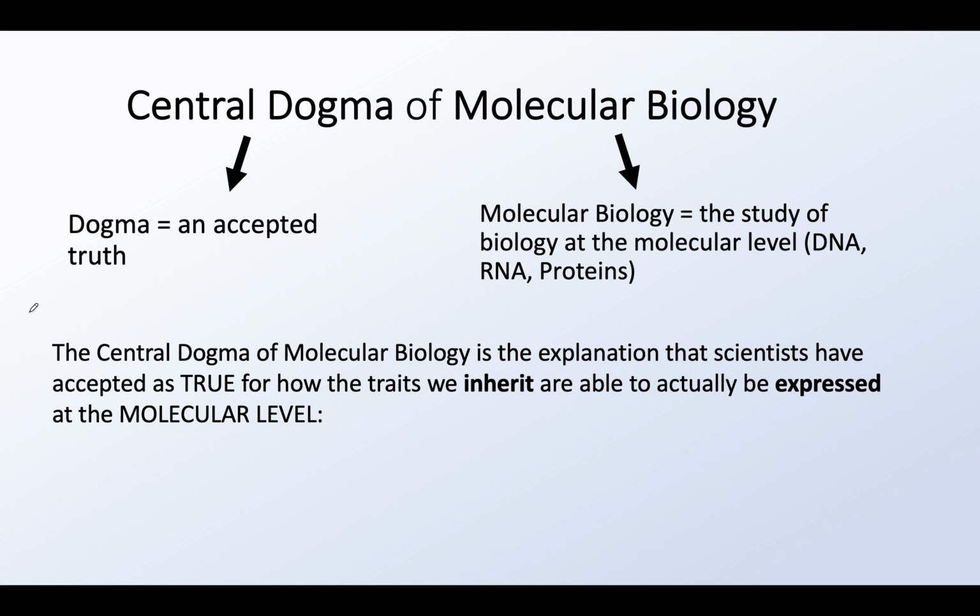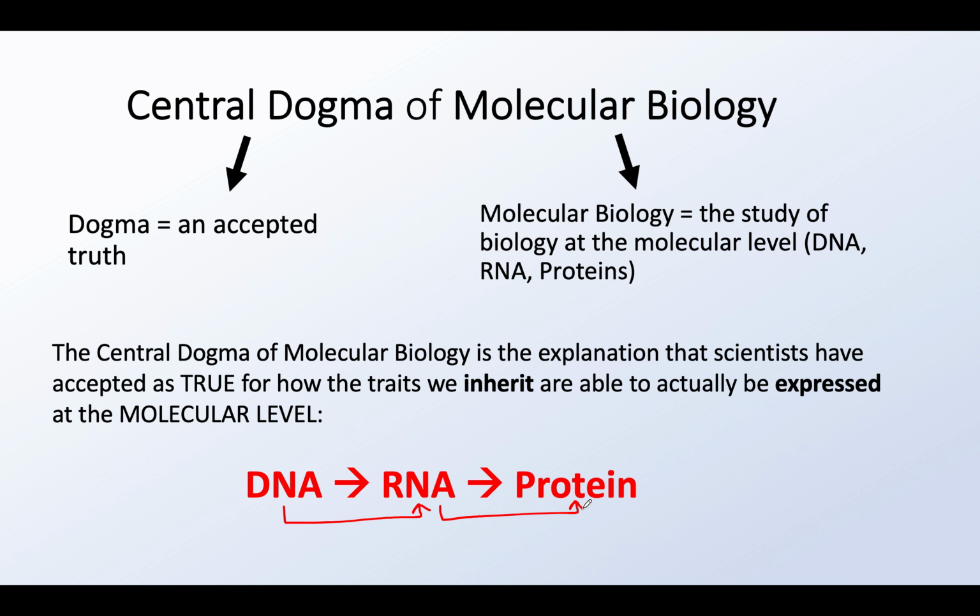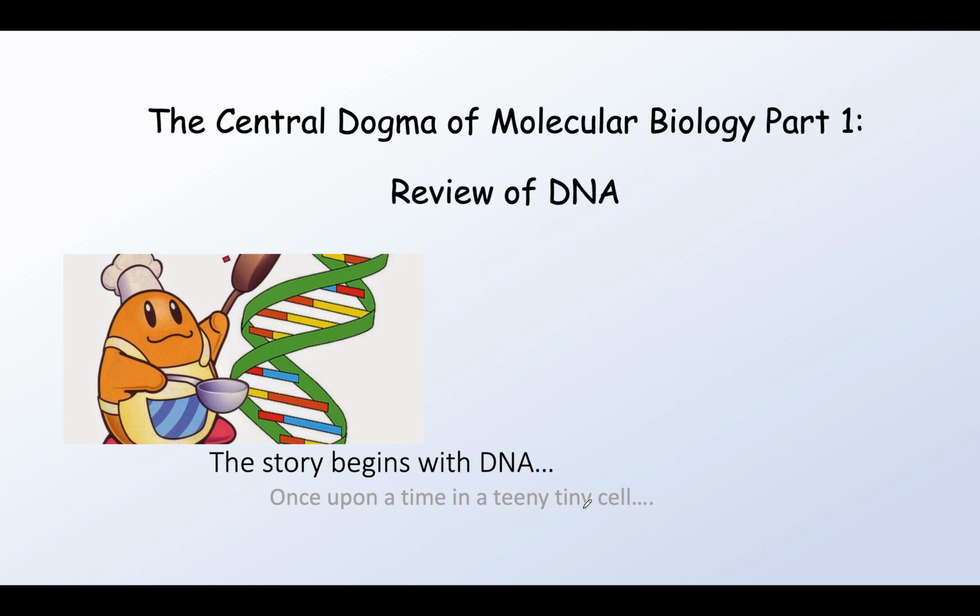have accepted as true for how the traits we inherit in our DNA are able to actually be expressed at the molecular level. And the explanation scientists came up with for how we go from our inherited traits to our expression of those traits is this two-step process: DNA to RNA, and then RNA to protein. And this two-step process is what we call the central dogma of molecular biology. And that's what we're going to be talking about in the next 3 videos.